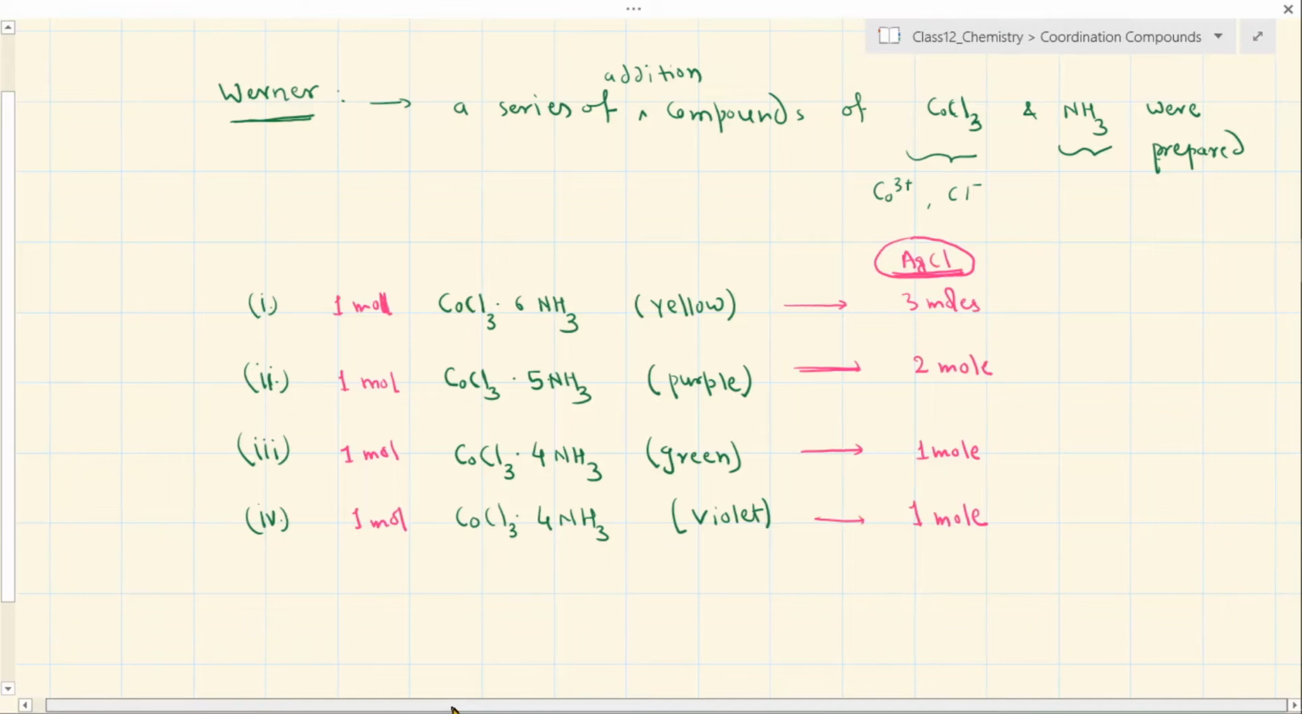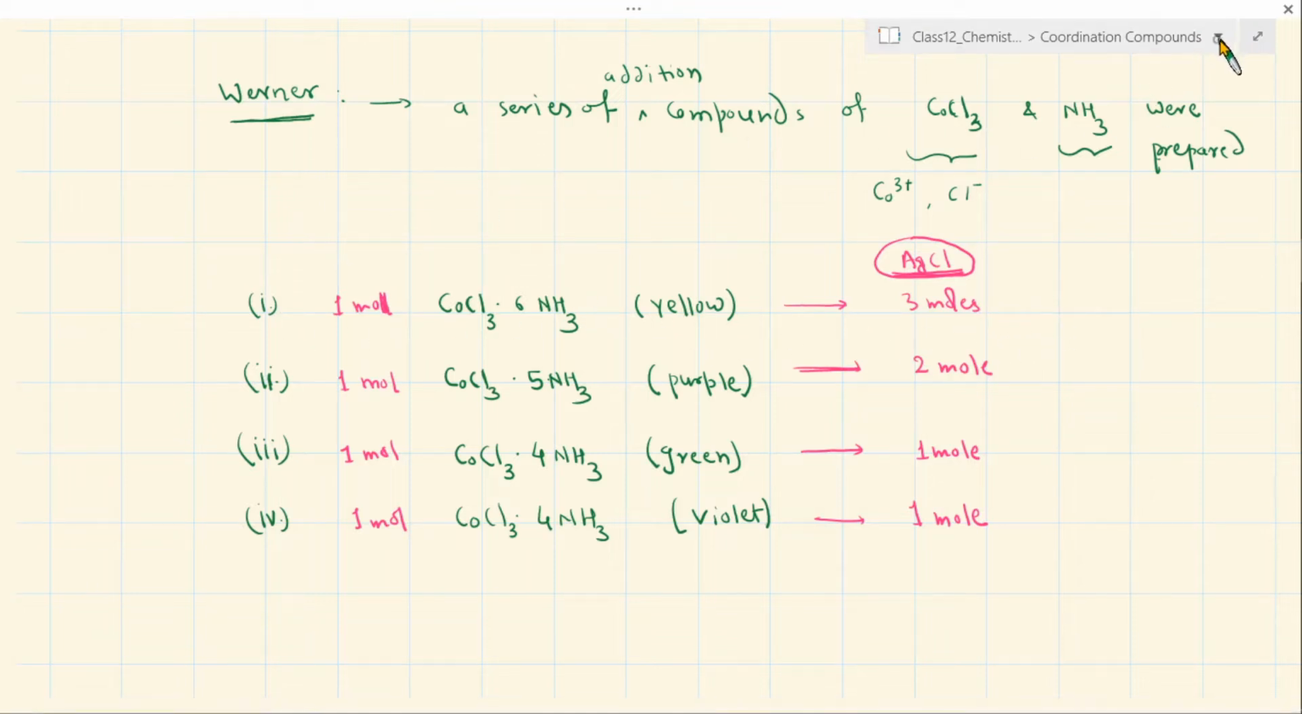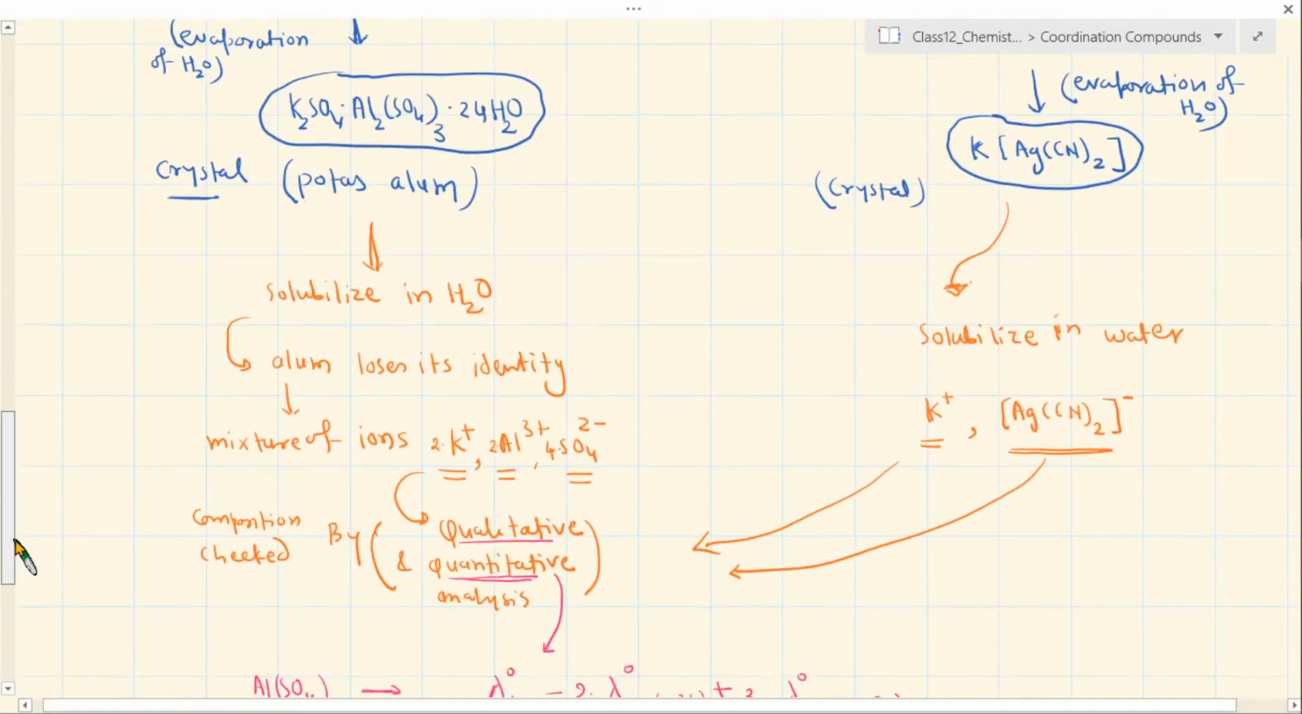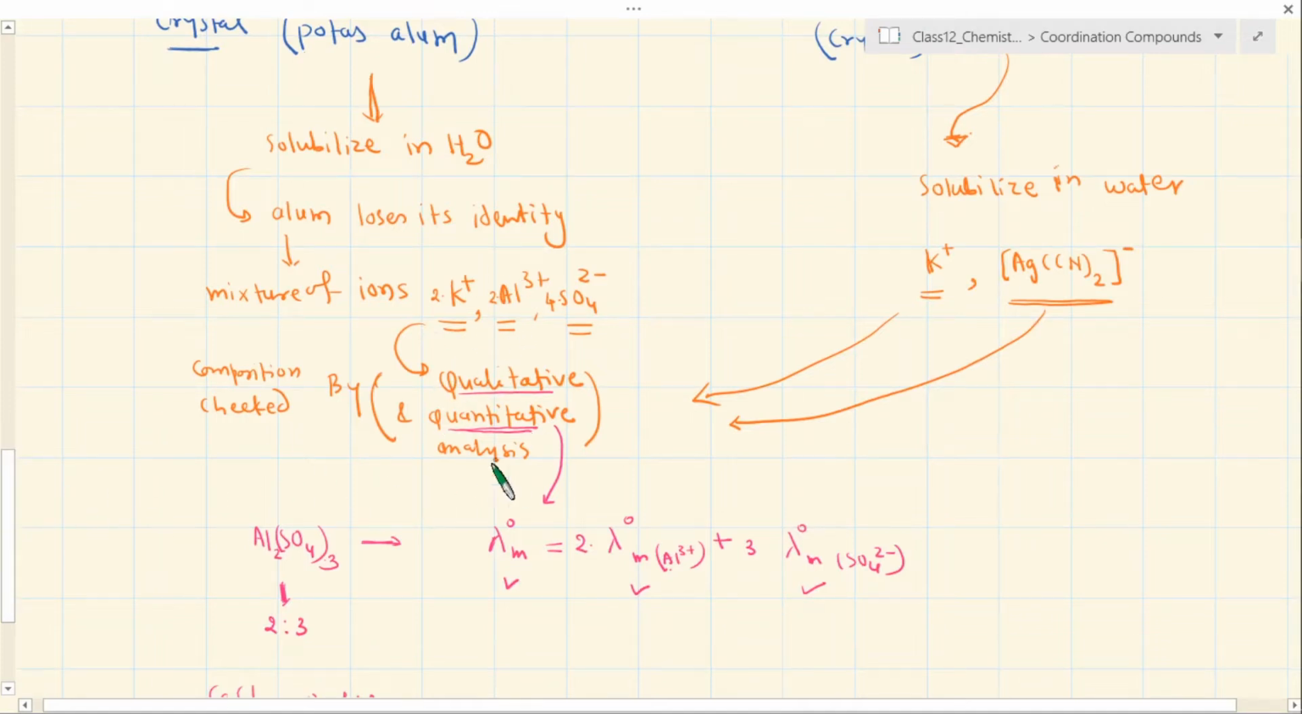Another thing, you can even do some more experimental studies and try to establish the proportion of electrolytes. For example, when I was talking about the electrolyte in the previous example, by conductivity measurement you can establish how many types of ions are there in what proportion. What did you get here in case of conductivity measurement? You will get 2 of potassium ion, 2 of aluminum ion, 4 of sulfate ion. This will be established. In this case, you will get 1 potassium ion and 1 of this complex ion.